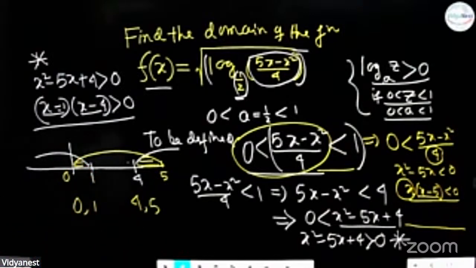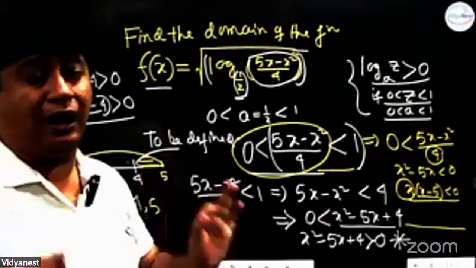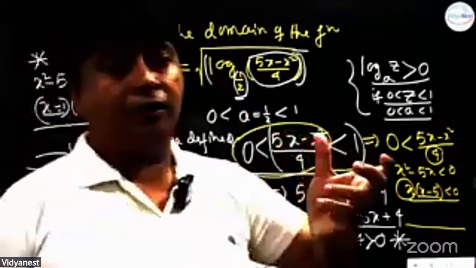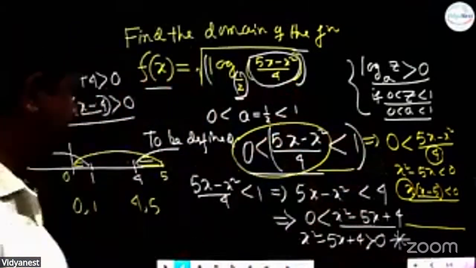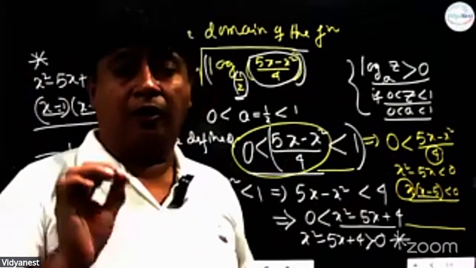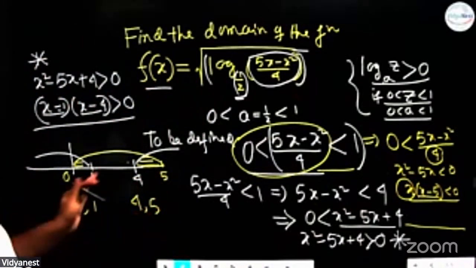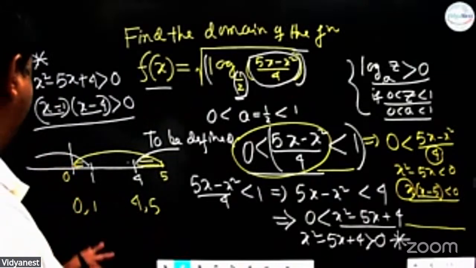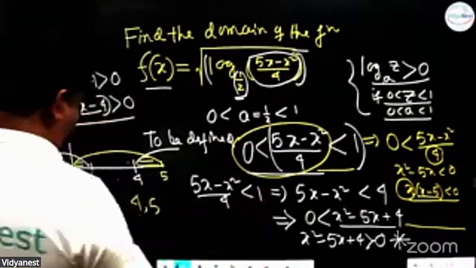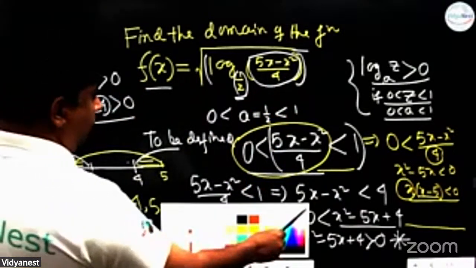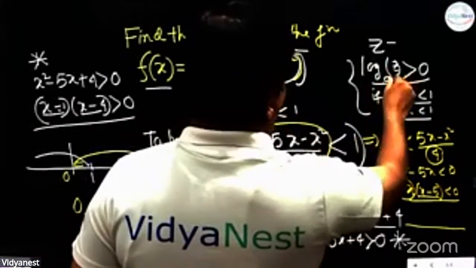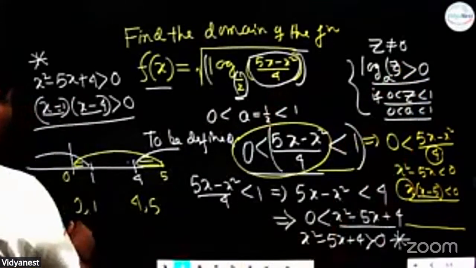But that is not all. Now the question will come: what bracket should I put, closed bracket or open bracket? Closed bracket means, will this 4 be included or not? Will 5 be included or not? Will 0 be included or not? See, if you put 0 in place of x, then log of 0 is undefined. I told you that z cannot be 0. So 0 will be excluded.